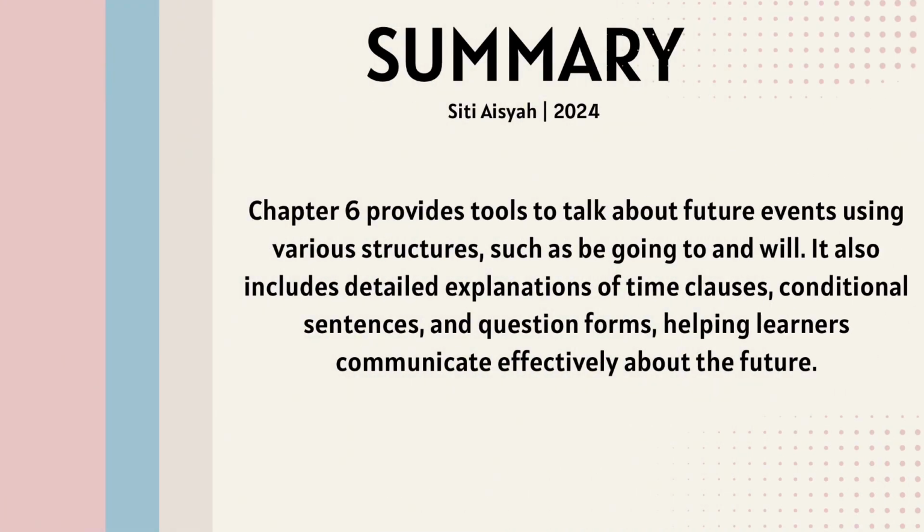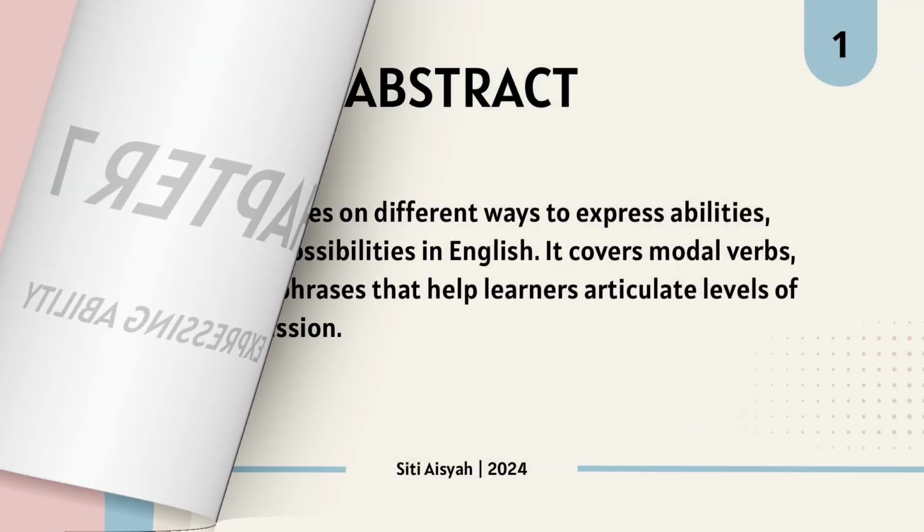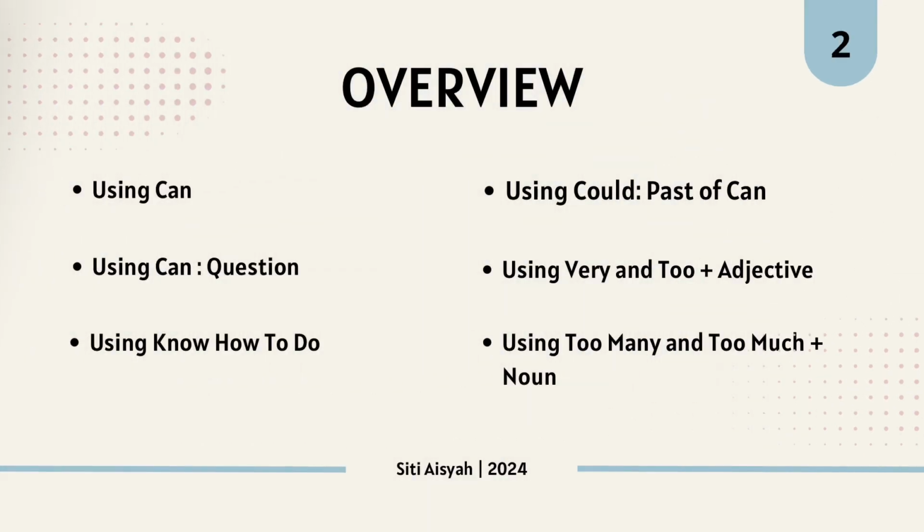Okay, chapter 6 provides tools to talk about future events using various structures such as be going to, and will. It also includes detailed explanation of the time clauses, conditional sentences, and question forms. Chapter 7, Expressing Ability. This chapter focuses on different ways to express abilities, capacities, and possibilities in English. It covers modal verbs, adjectives, and phrases that help learners articulate levels of ability or permission.